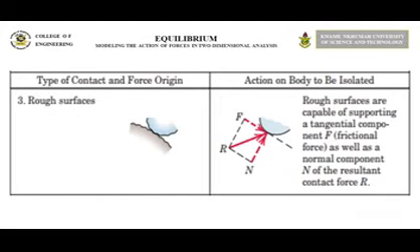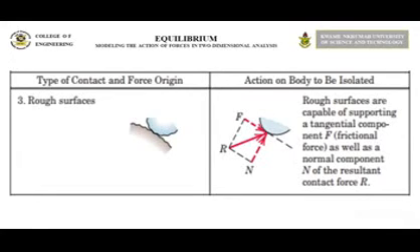Rough surfaces are capable of supporting frictional force, that is the tangential component, and they also support the normal component of the resultant contact force R. So your resultant here is R, your tangential component is F, and your normal component is N. There are two forces over there. You introduce two forces, one is the tangential one and one is the normal component. It's just like resolving the resultant force R to the x-axis and also to the y-axis.